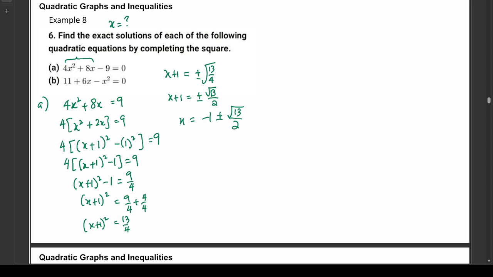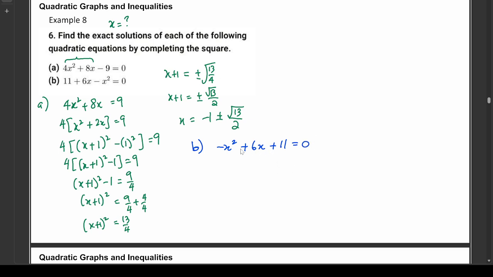Hello students, this is still the same example. We will look at part B. So we're supposed to find x, right? And for B, you can see the terms are not arranged in ABC format, so we can rearrange it a little bit so that you can see the A term, the B term, and the C term.